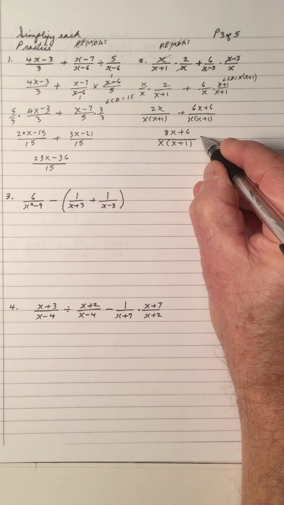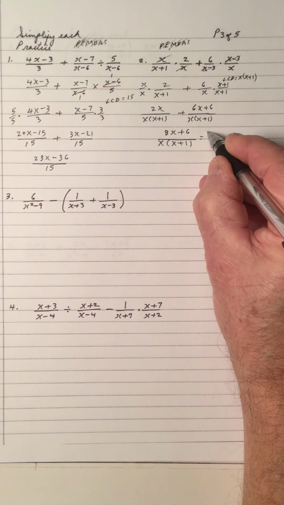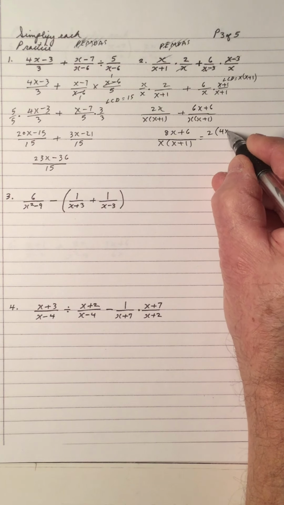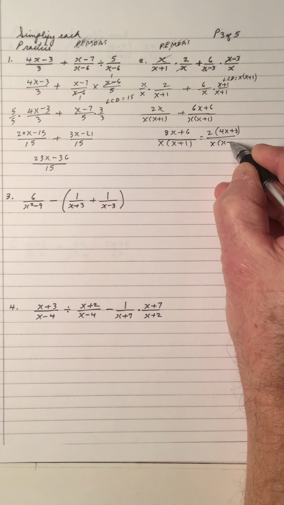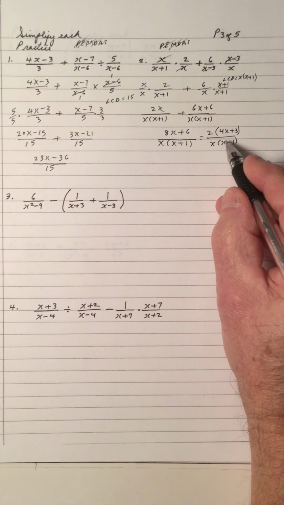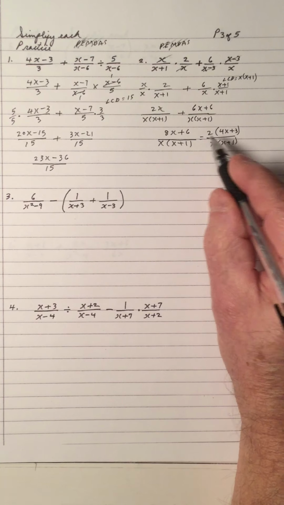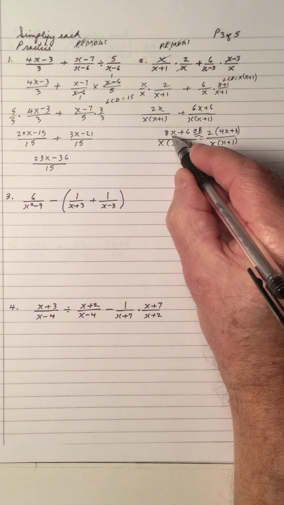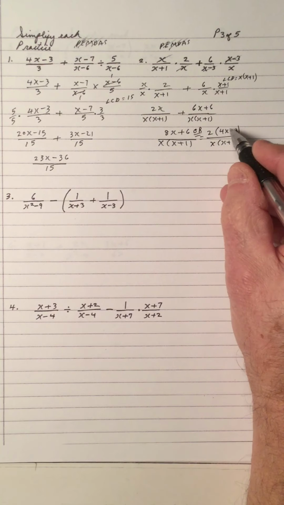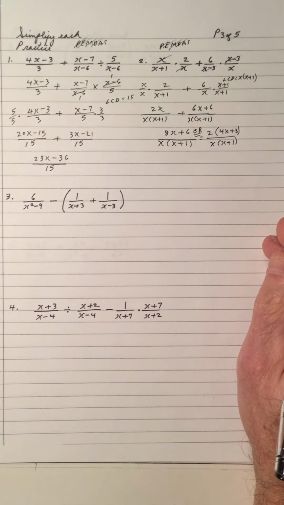I can factor out the 2. I see a 2 as a GCF, so take out the 2. I get a 4x plus 3 over x times x plus 1. But the 4x plus 3 can't cancel. The 2 can't cancel, so I can put an 'or' here. So you could have that fraction right there, or this one, your choice.